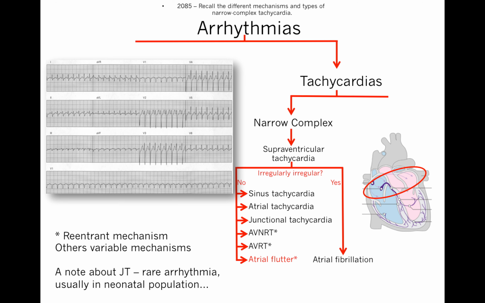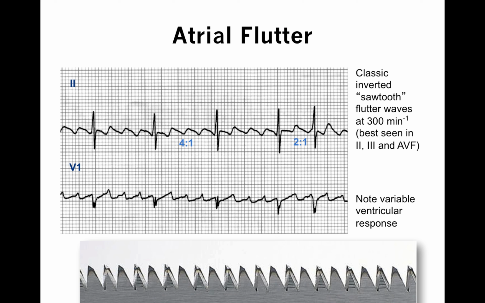Atrial flutter is a re-entry circuit within the right atrium. And it's quite nice and easy to recognize in that it has a sawtooth pattern. So it's like a chainsaw. A sawtooth pattern in the inferior leads, especially in leads 2, 3, and AVF. And you see it here on the ECG. And this sawtooth P wave is re-entry within the atrium.